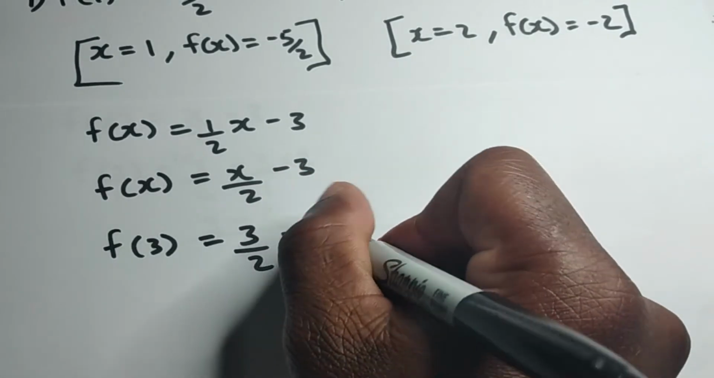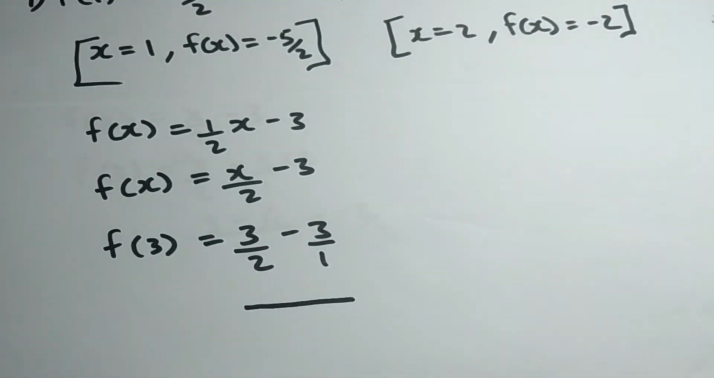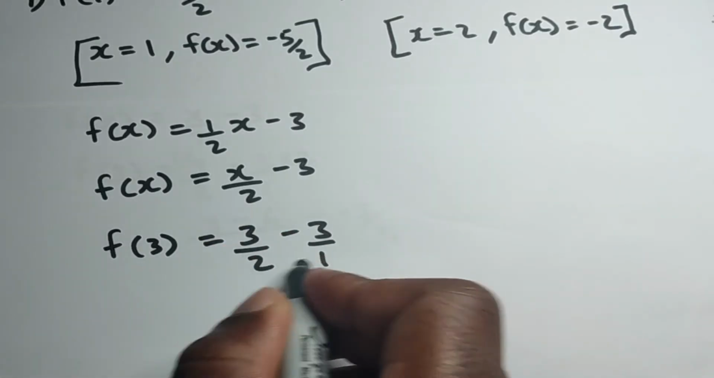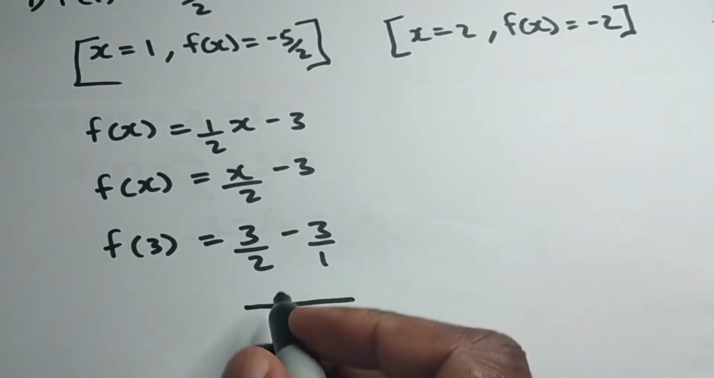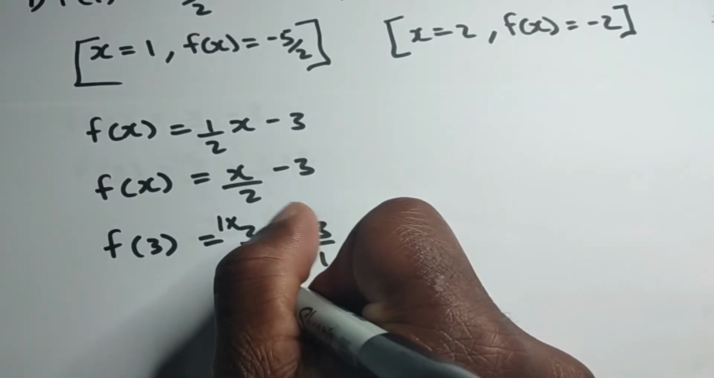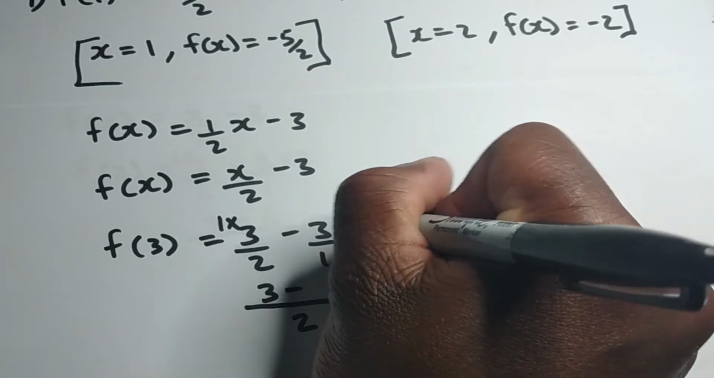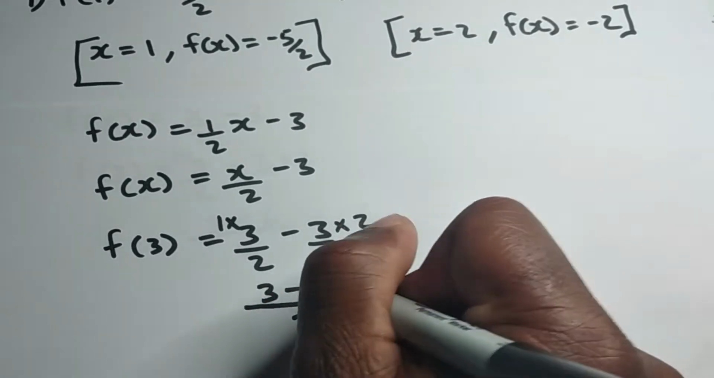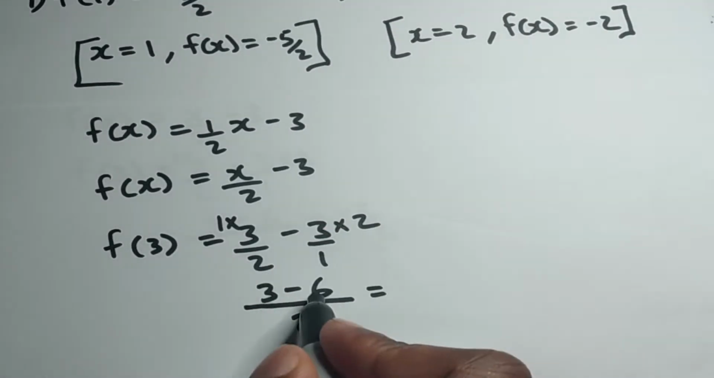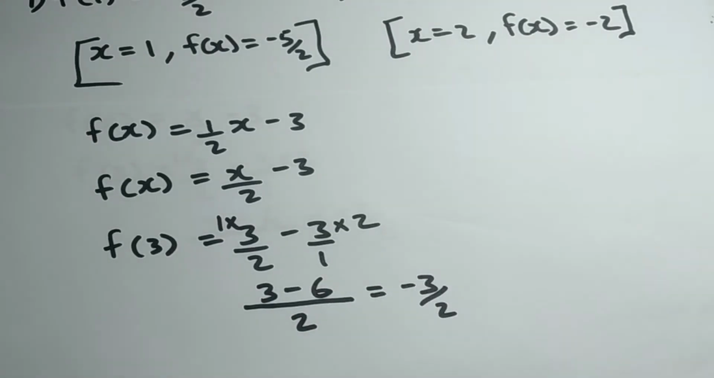And again, 3 is the same thing as 3 over 1. We can find the LCM and solve this. The LCM for 2 and 1 would have been 2. 2 into 2 goes 1 times, 1 times 3 is 3, minus 1 into 2 goes 2 times, 2 times 3 is 6. 3 minus 6 is negative 3 over 2, all right? And that's how we find our f of 3.